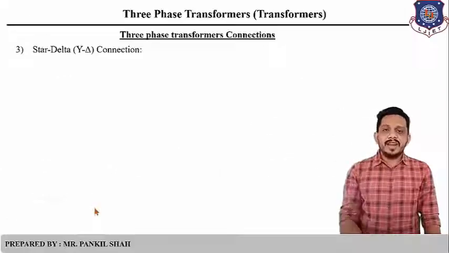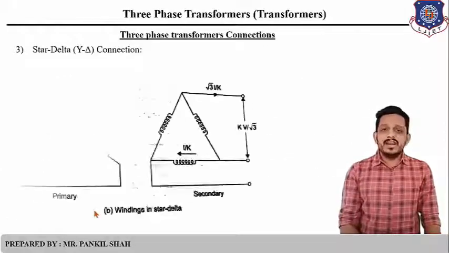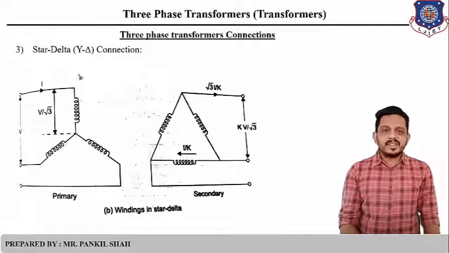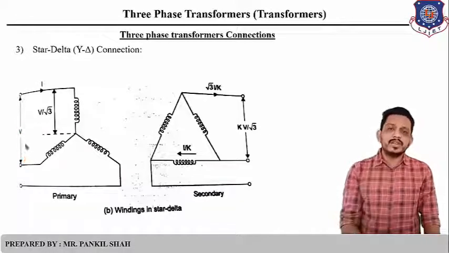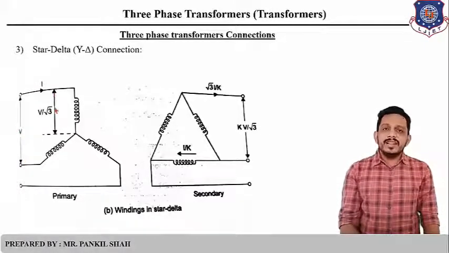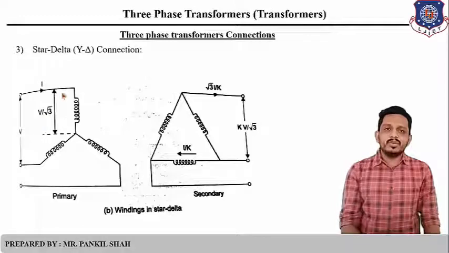Now let's see the winding diagram of this star-delta connection. This is connected in star and this is connected in delta. Here the concept will again be the same: the phase voltage and the line voltage have some relation. This is a line voltage and this is a phase voltage. We know that the phase voltage is the line voltage divided by root 3. So line by root 3 will give you the phase voltage, and the current will be the same.